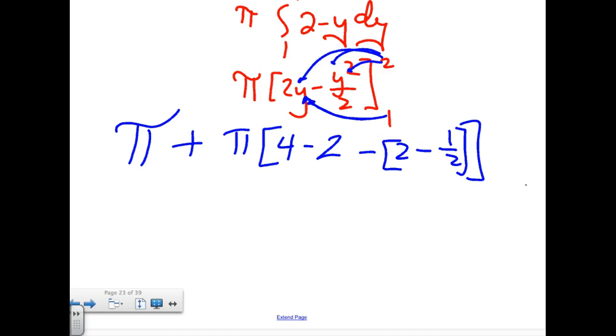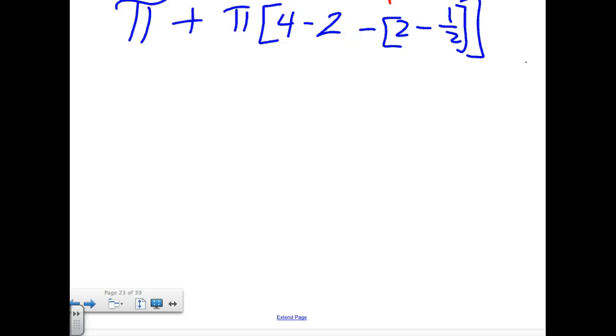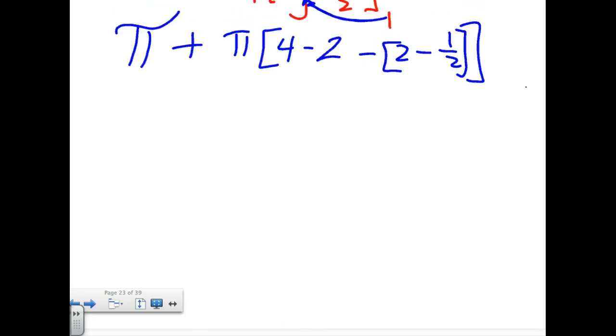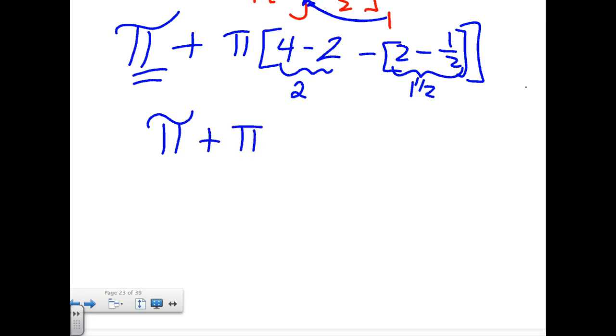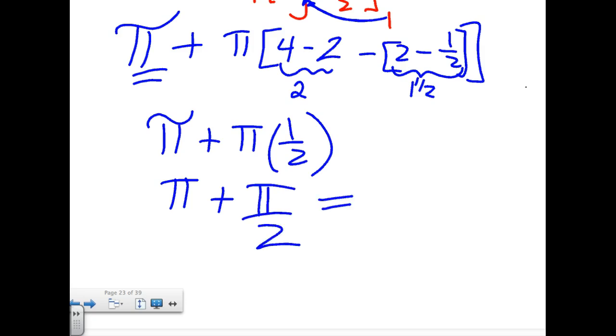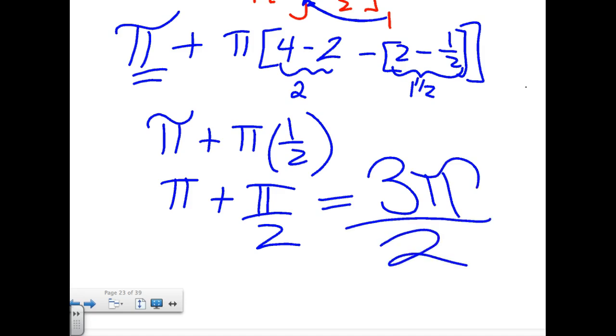Looks like I'm going to get 3 halves out of that one, right? Because I'm going to have 2 minus 1/2. So that's going to give me pi right here from the green still, plus pi times 1/2, or pi plus pi halves, or 3 pi halves. And that's it.